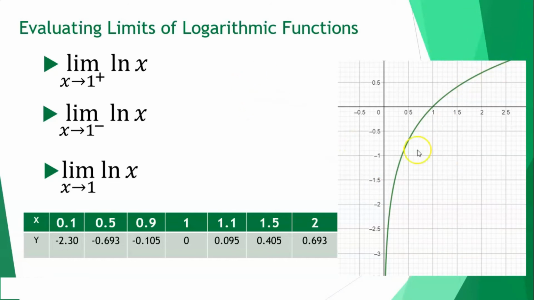Now, as you see it, what's the limit of ln of x as x approaches 1 from the right? The result here is 0. What's the limit of ln of x as x approaches 1 from the left? It's also 0. Now, what is ln of 1? The answer here is also 0. So at this point, a limit exists.